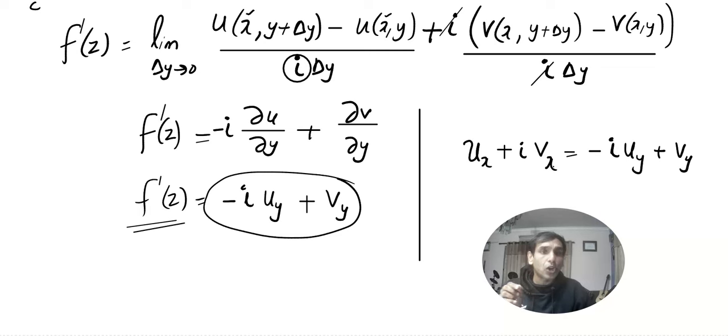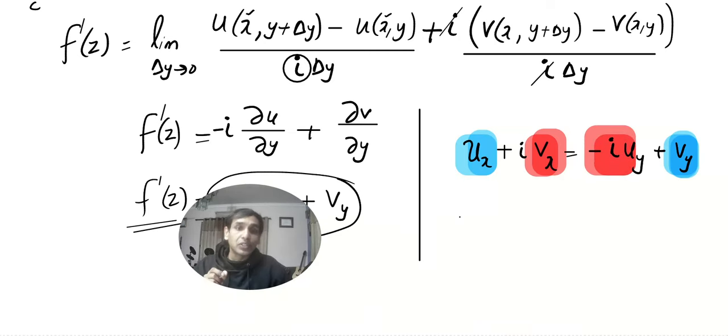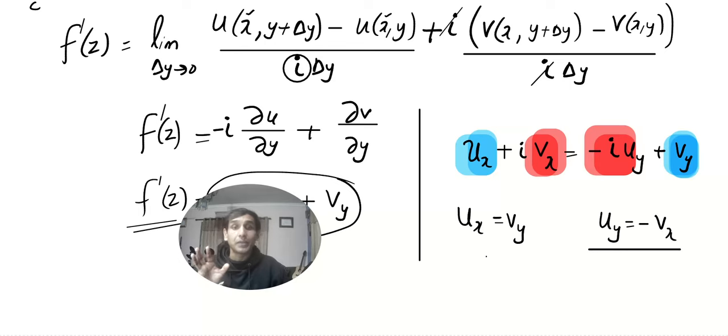But when will two complex numbers become equal? Of course, when the real part is equal to the real part and the imaginary part is equal to the imaginary part. And that gives me ux is equal to vy and uy is equal to minus vx. Think about it. And these equations are called the Cauchy-Riemann equations or the CR equations. And that's the end of the proof.